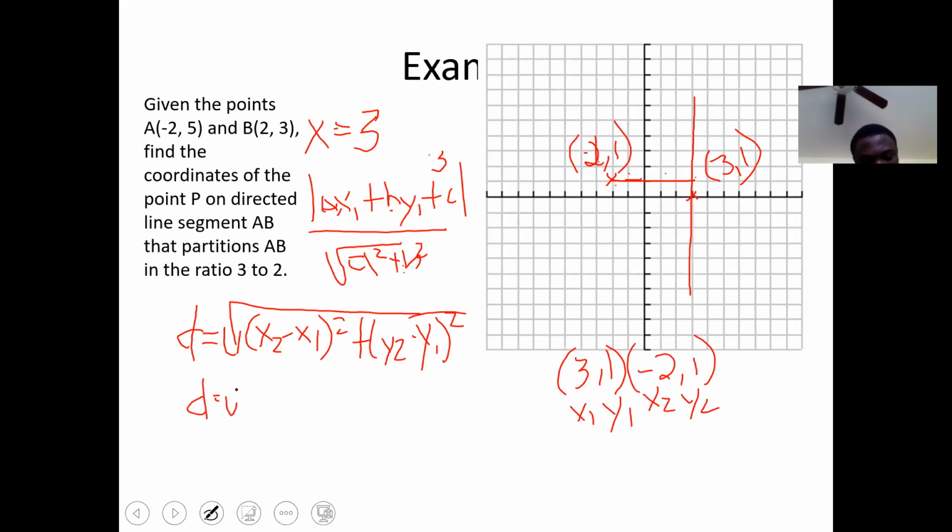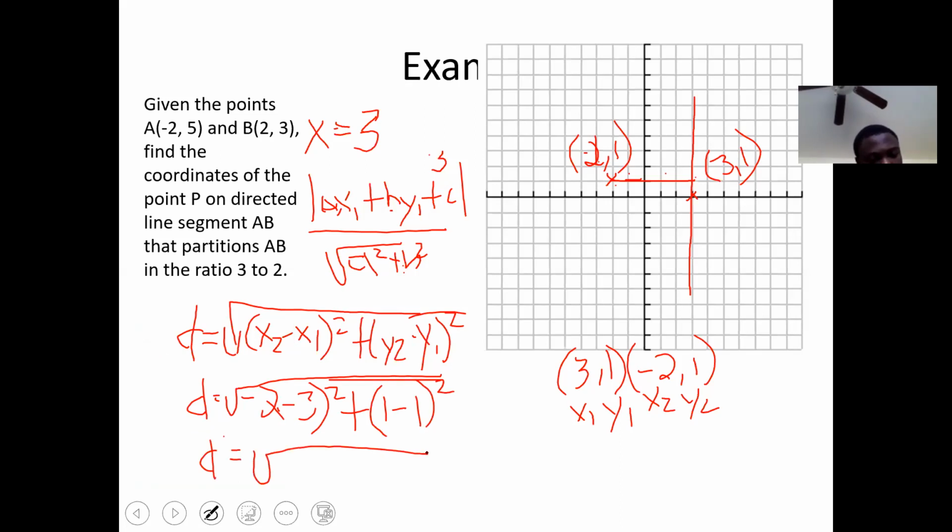So if we say x sub 2 is going to be negative 2, negative 2 minus 3, and that's squared, plus y sub 2 is 1 minus 1 squared. And then d would be equal to the square root of negative 2 minus 3 is negative 5, so 5 squared, plus 0. So the square root of 25 is 5.